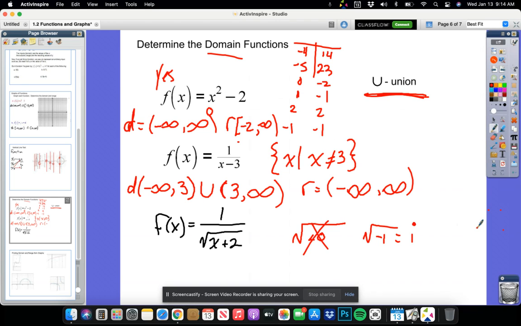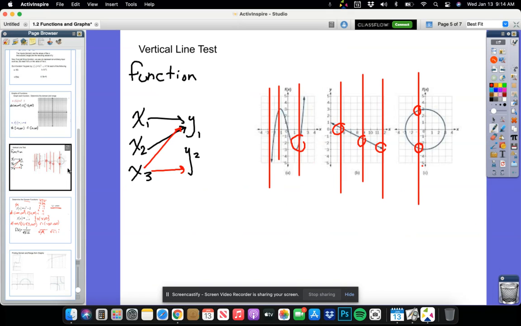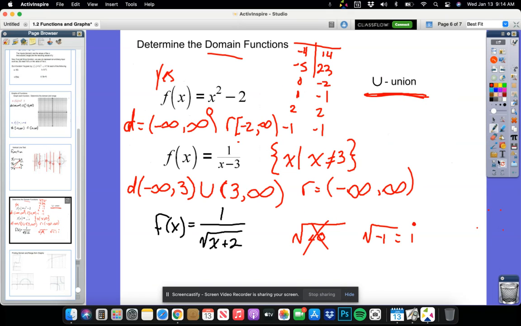So, just like before, what's the lowest value? Oh, let's go back. Domain, left to right, starting with left.